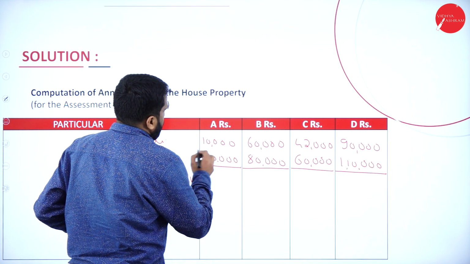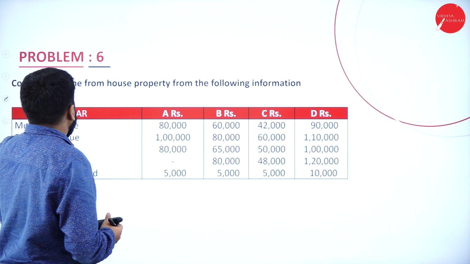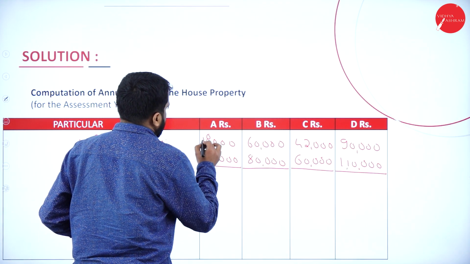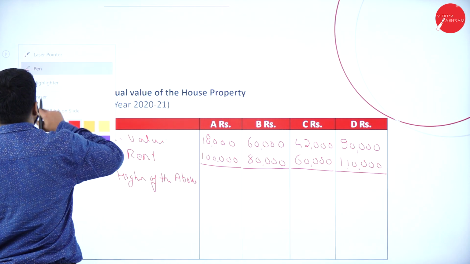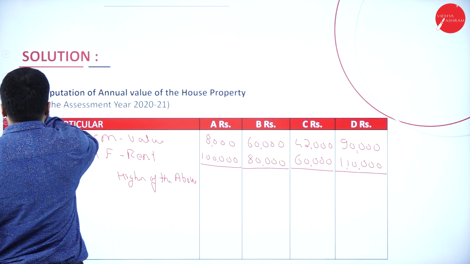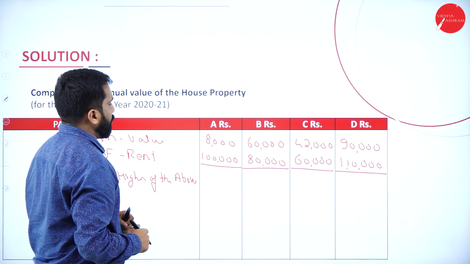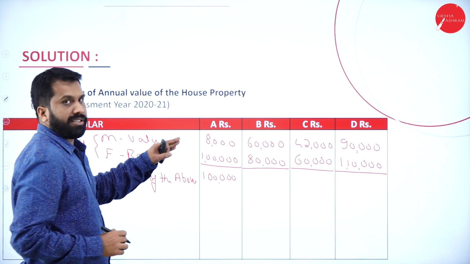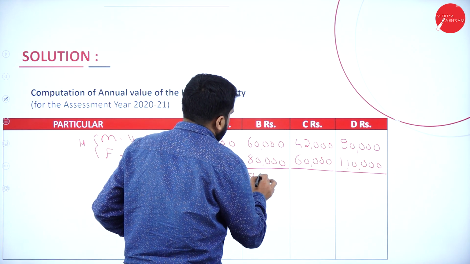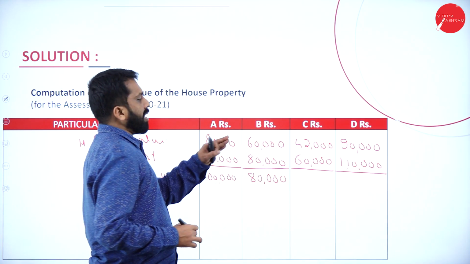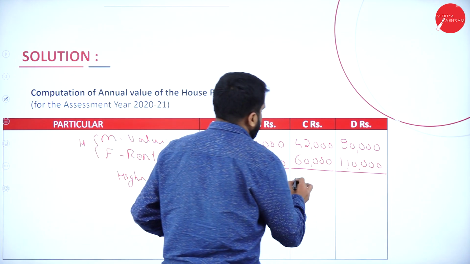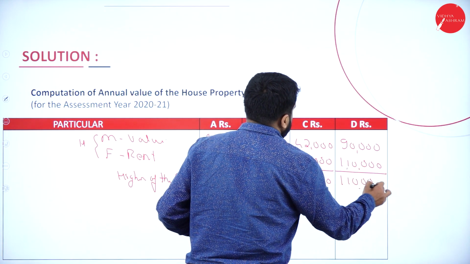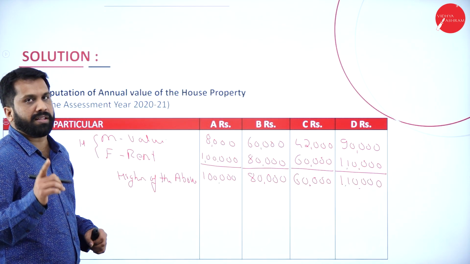So, which is higher here? We have municipal value 80,000. This is 1 lakh. So, I have taken wrong value actually. It must be 80,000. 80,000 or 1 lakh, which is higher? 1 lakh is higher. 80,000 or 60,000, higher is 80,000. 42,000 and 60,000, higher value is 60,000. 90,000 and 1,10,000, the higher value is 1,10,000. Hope you are clear? Yes.